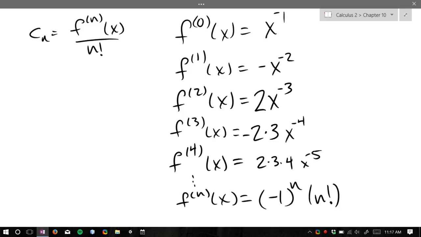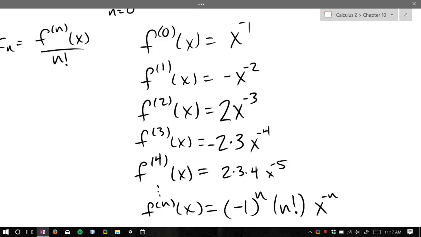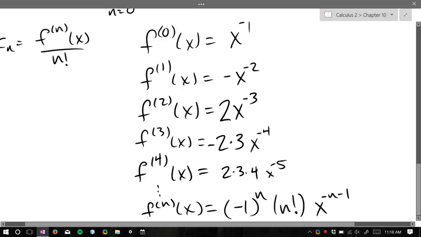Any questions on the factorial part before we deal with powers of x? The only thing left is x to powers. Now it's a little bit tricky because the zero derivative doesn't have x to the zero power. So it decreases by 1. So it's going to need to be something like x to the negative n. What do I have to do with negative n to get the actual correct power? The way I wrote it, it would be negative n minus 1. Negative 4 minus 1 is negative 5, yeah.